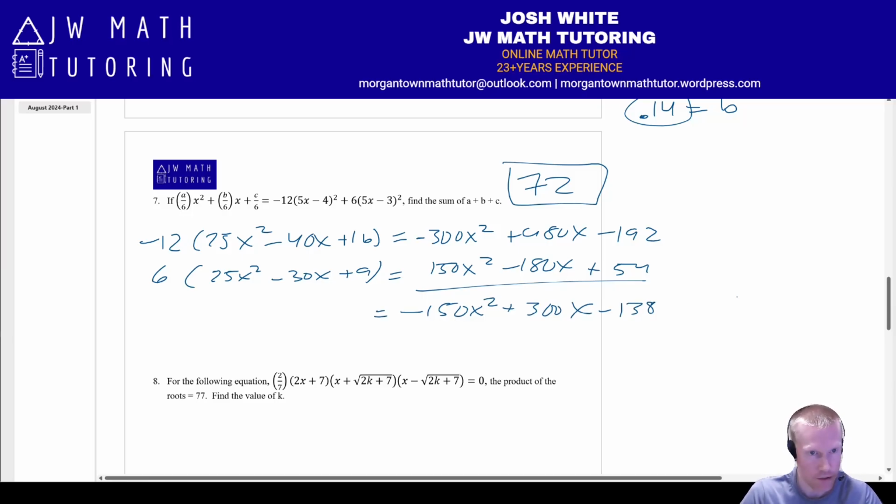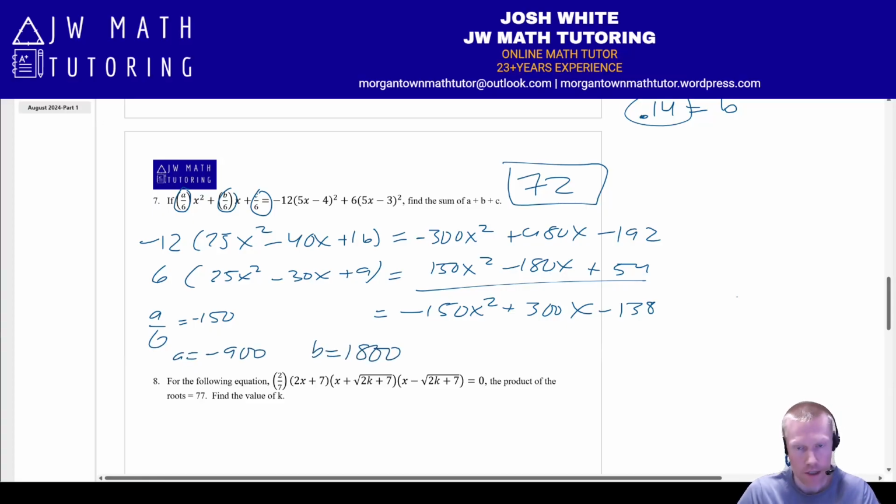But now the problem is here, it's got this a over 6, b over 6, c over 6. So technically that means a over 6 is equal to negative 150. So you just got to multiply that by 6 and get a to be negative 900. Same thing with b. B is going to be 300 times 6, which is positive 1800. Same thing with c. C is going to be negative 138 times 6. That is going to be negative 828. You add these all together, you get 72.